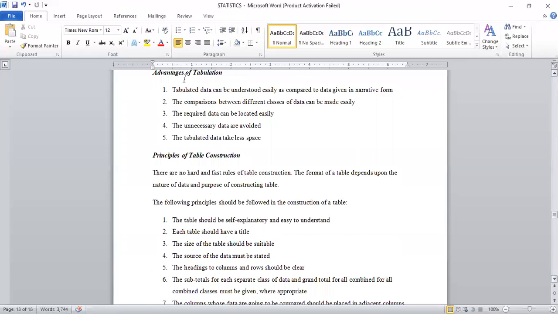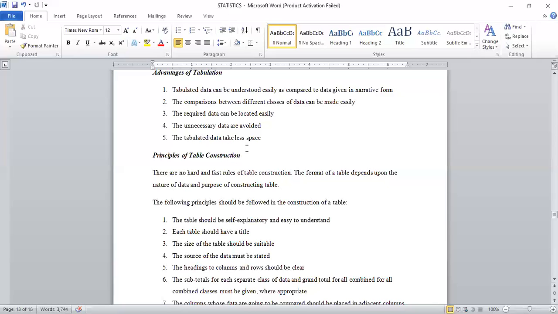A table has its own advantages. One, tabulated data can be understood easily as compared to data given in narrative form, where you change the picture of information, you summarize it in a table, and you make it more easily understood, or it can even easily be subjected to future differences. So the unnecessary data is avoided. You remove most of the information that is unnecessary. You only concentrate on what can make a change later on.